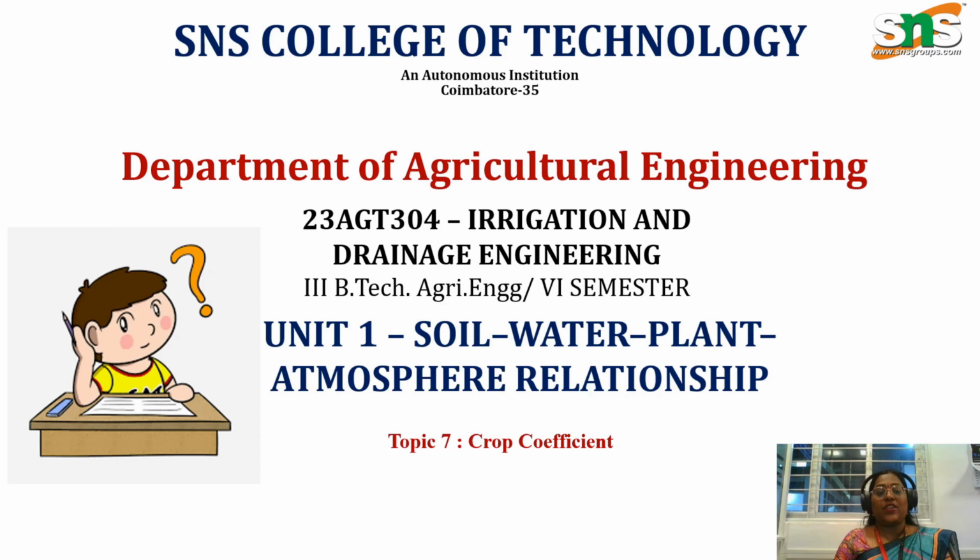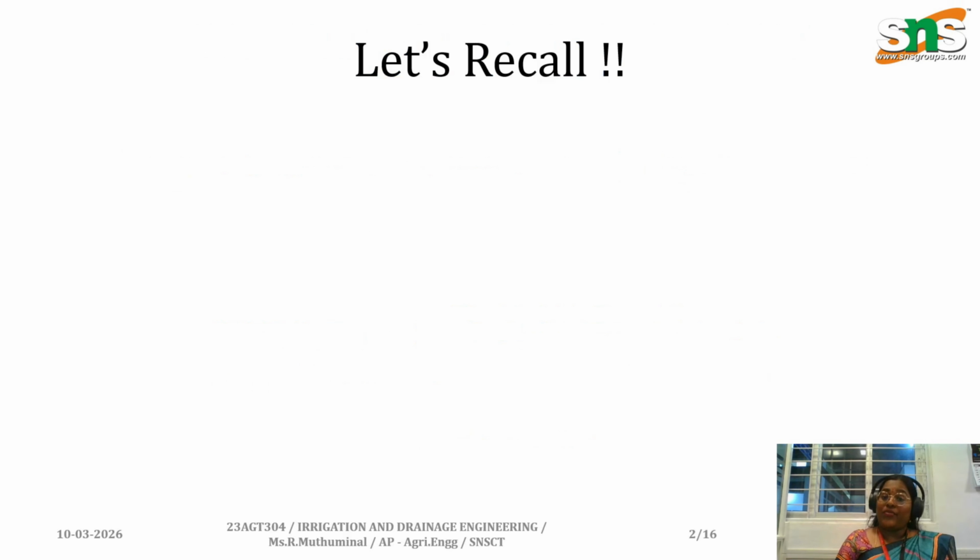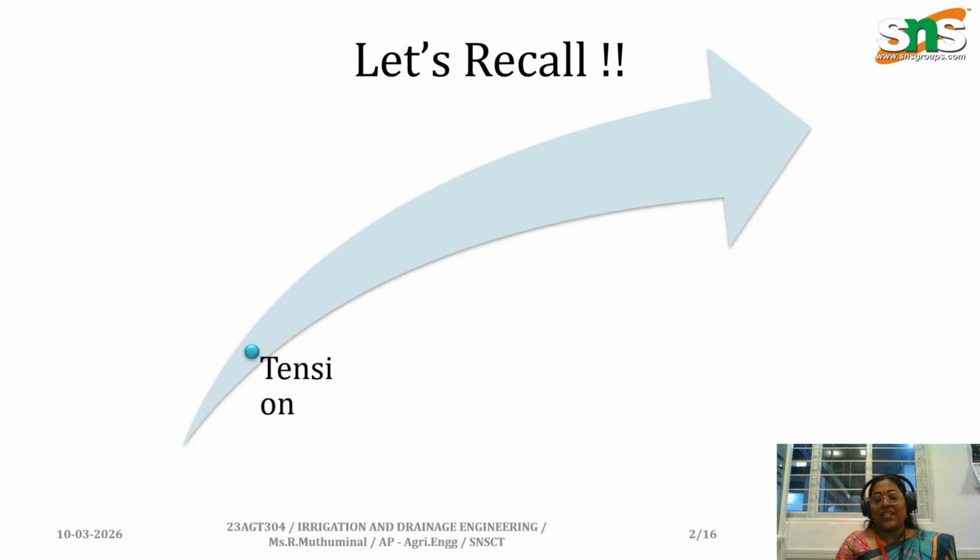Today the topic will be on crop coefficient that comes under the unit Soil Water Plant Atmospheric Relationship under the subject Irrigation and Drainage Engineering for the students of third year 6th semester. In this session, we will discuss an important concept in irrigation engineering known as crop coefficient, commonly represented as Kc.